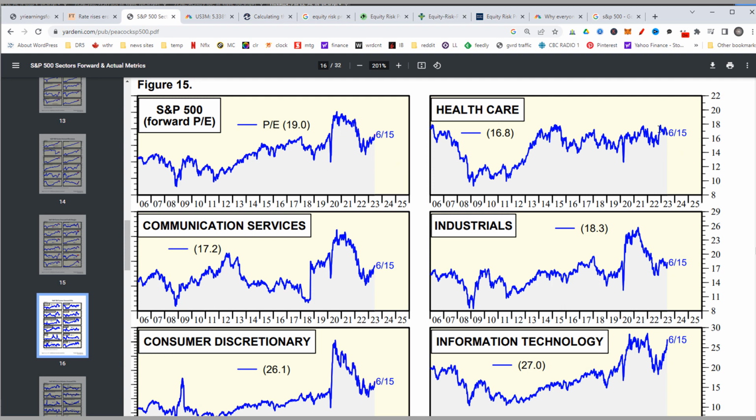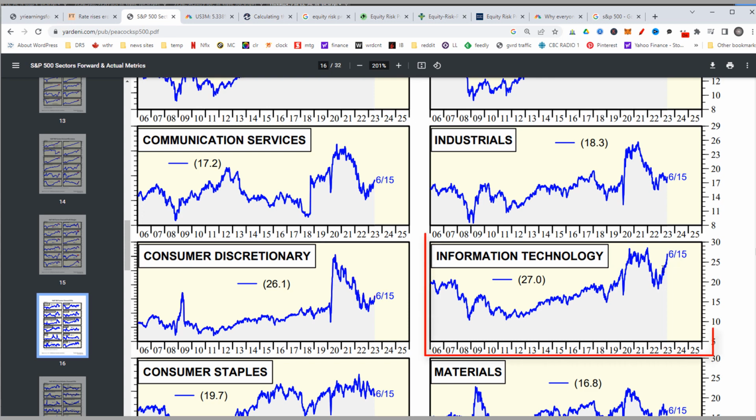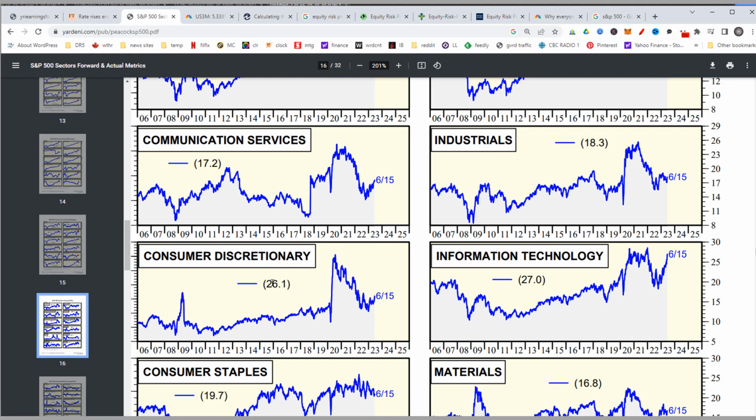For example, healthcare right now, 16.8 times forward earnings, which is pretty high up there compared to the last 17 years. Information technology as well. As you can see from the last year, there was this incredible multiple expansion from below 20 to now at 27. Consumer discretionary, so this would be companies like Amazon, not ridiculously high, but still above average since 2006.